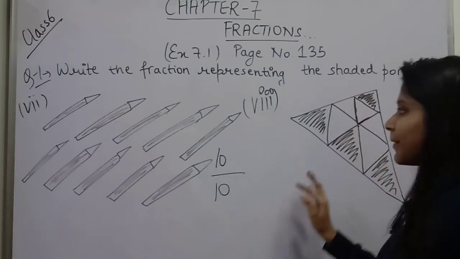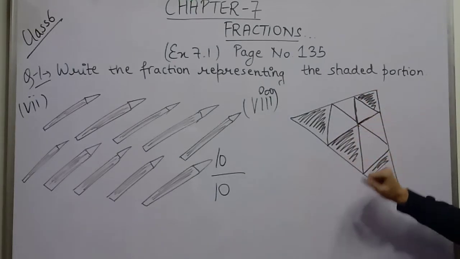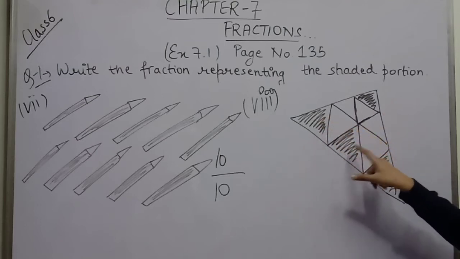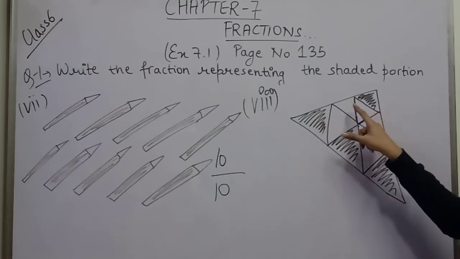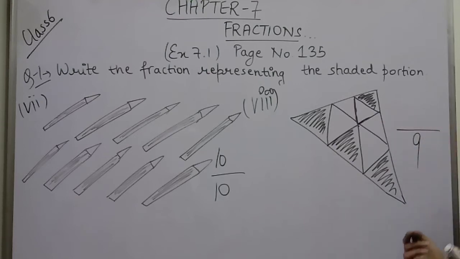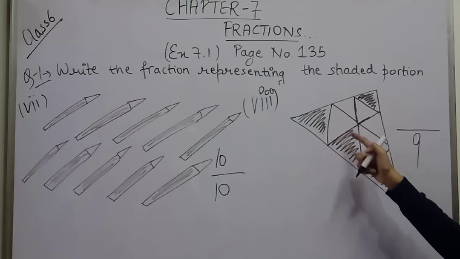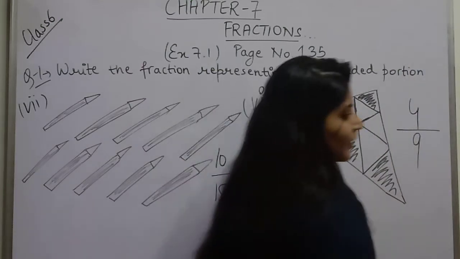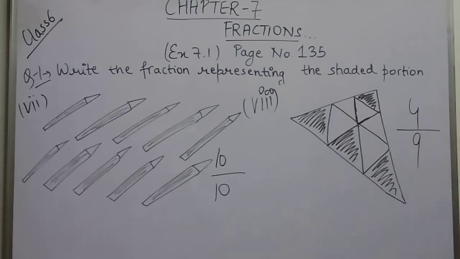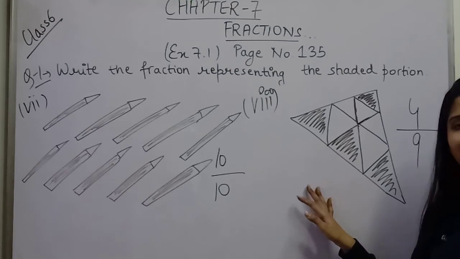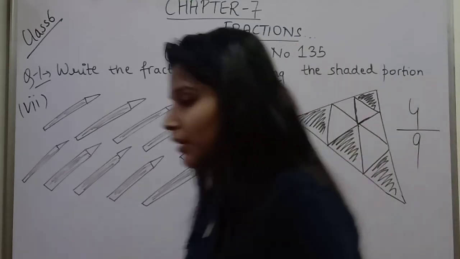10 on 10. In the 8th part, how many parts does the given triangle have? First let's count. 1, 2, 3, 4, 5, 6, 7, 8, 9. There are 9 parts in total. And from those 9 parts, the shaded parts are 1, 2, 3 and 4. So 4 upon 9. I hope it is now very clear how we represent a fraction when we are given figures. Okay? So the 7th and 8th parts are done. Please pause the video to note this down. Then we will discuss the 9th and 10th, the last parts.